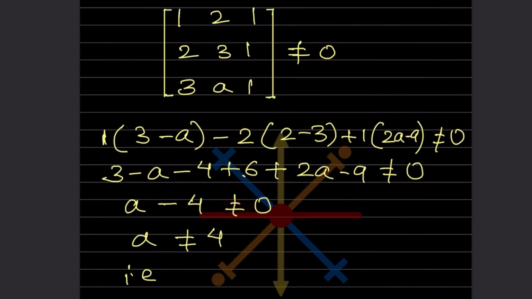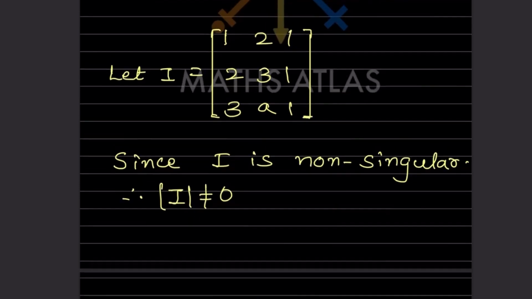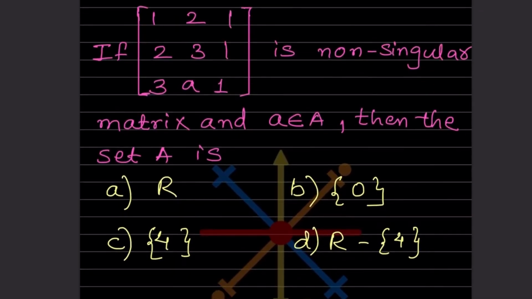So now we want the value of a. If you take this on the other side, a is not equal to 4. That means a is not equal to 4. So now options are given here. So here a is not equal to 4 means this will be the option.